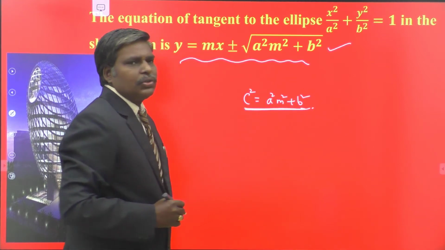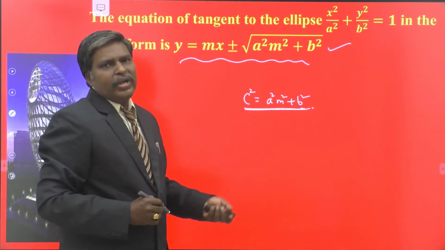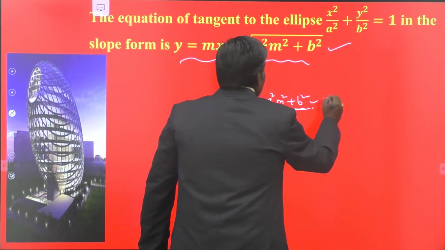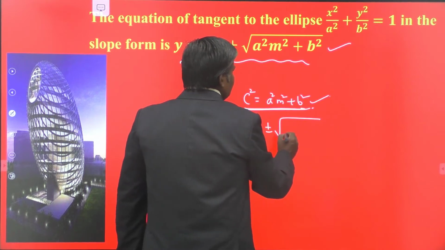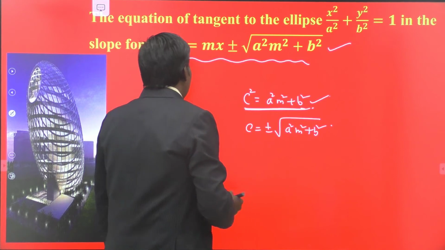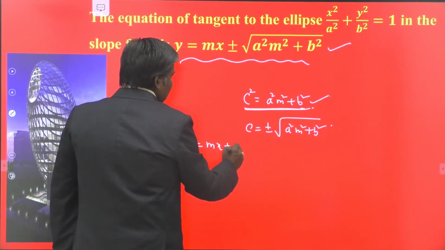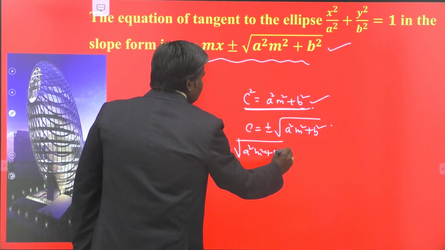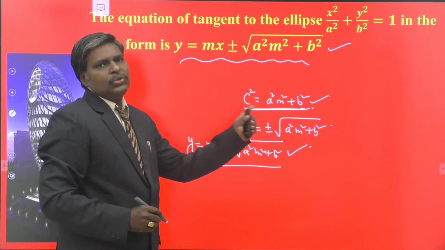c square is equal to a square m square plus b square is the condition that the line y equal to mx plus c is tangent to the ellipse or not. So this is the condition. From that, what is c? c is equal to plus or minus root of a square m square plus b square. Substitute the value of c in y equal to mx plus c. We get y is equal to mx plus or minus root of a square m square plus b square. This is the equation of tangent in the slope form to the ellipse.